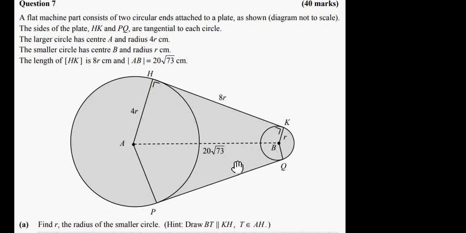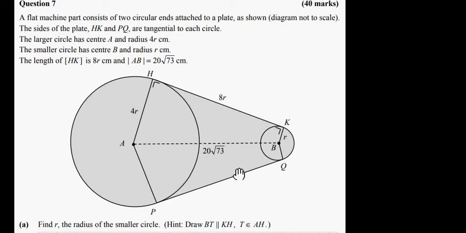It's a flat machine part consisting of 2 circular ends attached by this plate here. Now it says that the sides of the plate HK and PQ are tangents to the circles. The larger circle has center A and it has a radius of 4r. The smaller circle has center B and it has a radius of r. The length of HK, so the length from here to here, is 8 times r, and the length from A to B is 20 root 73.